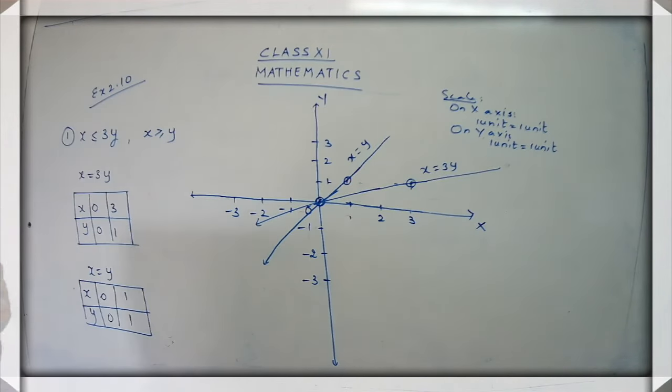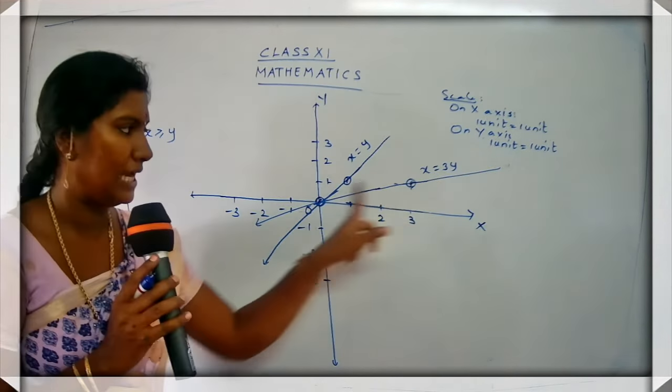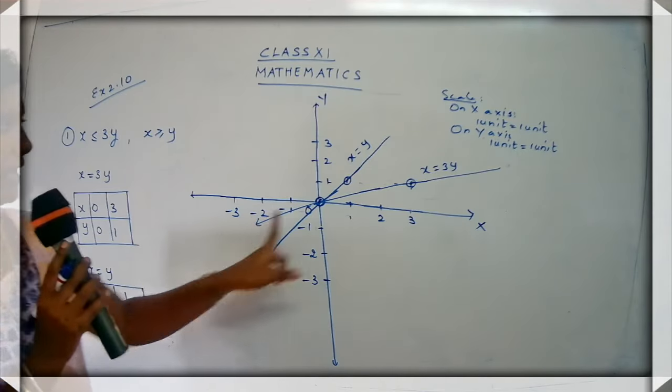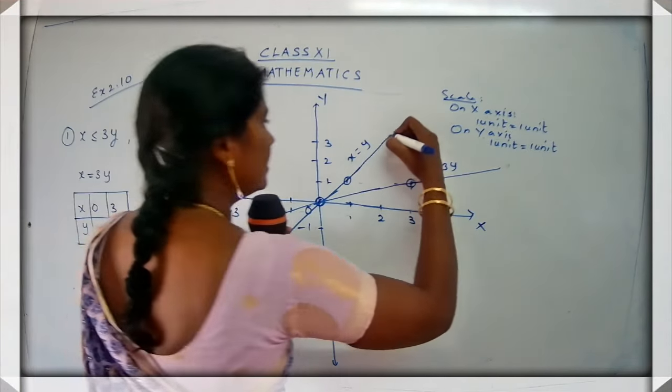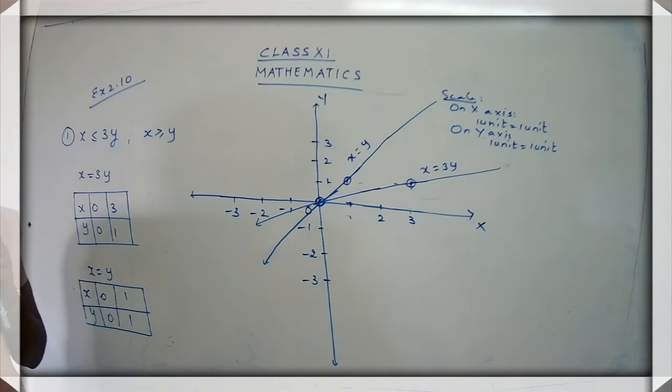So x is equal to y and x is equal to 3y. We have drawn the graph for both the equations. For x is equal to 3y, I'm getting a straight line over here. And for x is equal to y, I'll get a straight line over here. So you can just extend the line. Just extend it straight.